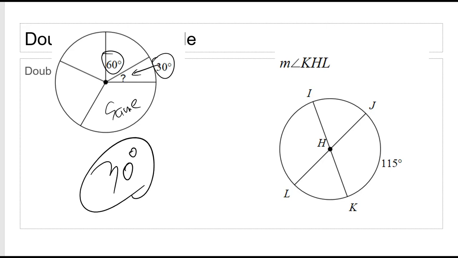Alright, so here it says this means the measurement of angle KHL. That means angle, so first I find K, and I go to H, and I go to L. So technically we're trying to find this angle here. Now, I don't know this arc anymore. I don't know it. So there's two ways to do this, guys.